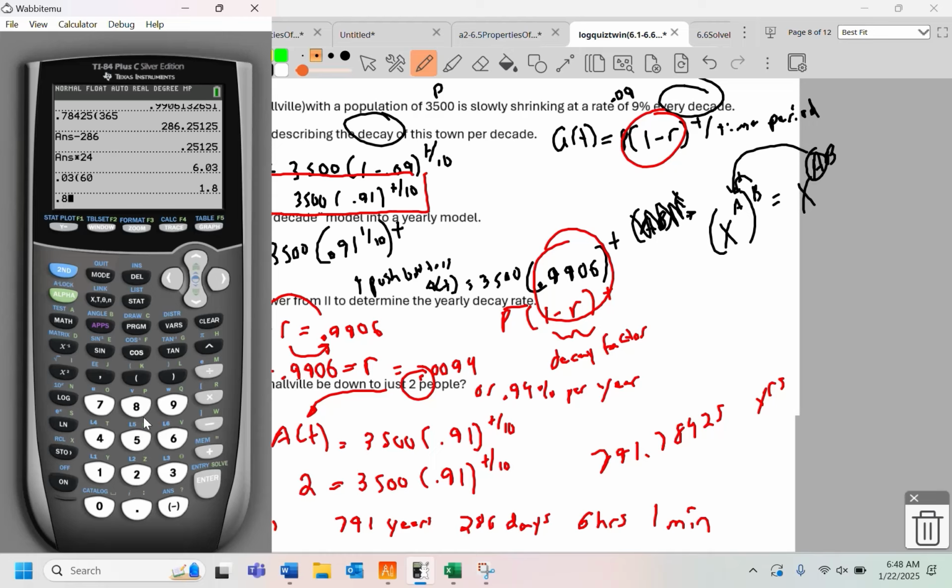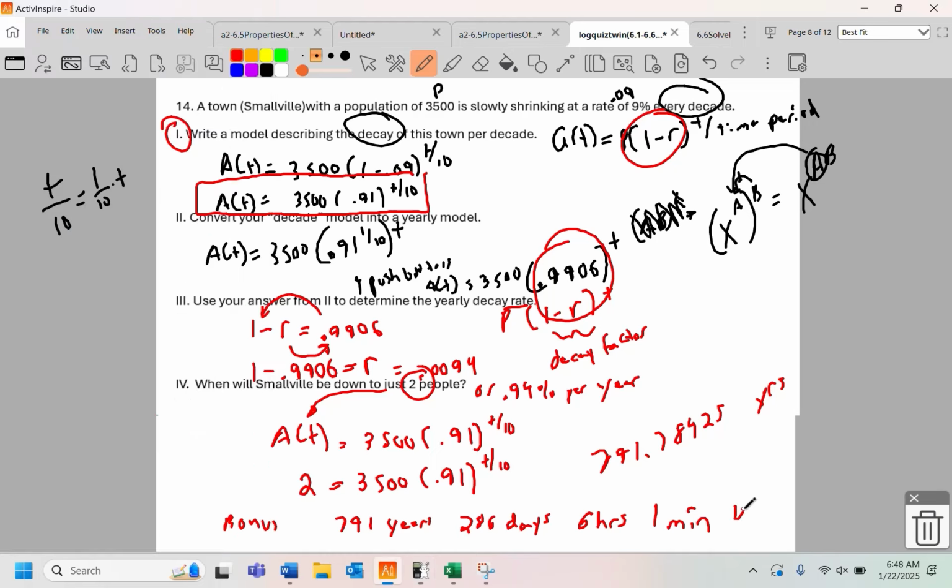Then I got that 0.8 of a minute, but if I multiply that by 60, I get seconds. 48 seconds. And again, I will offer that as a bonus.